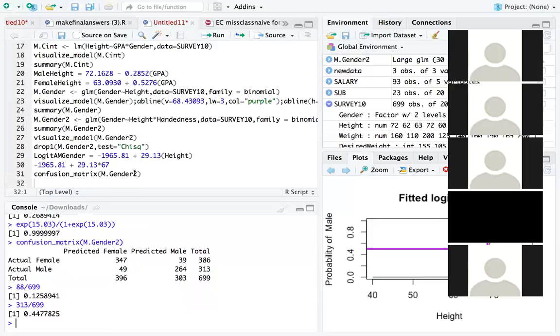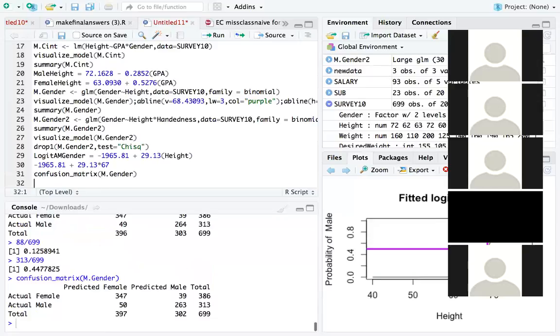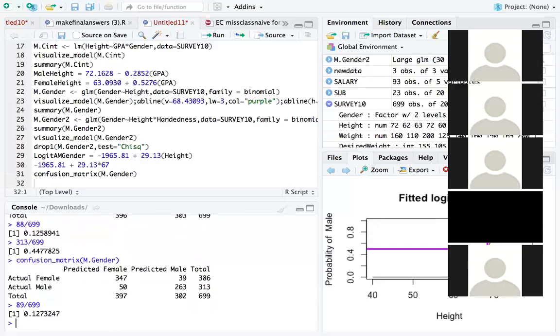We could look at our gender original model. This gets wrong 89, so this one works a little bit worse. 89 divided by 699. All I'm doing is adding up the off diagonal, because if you predict someone is female and they're actually male, you've gotten them incorrectly predicted. And you know, that's the main themes of logistic. Are there any additional questions on logistic before we go to model building?